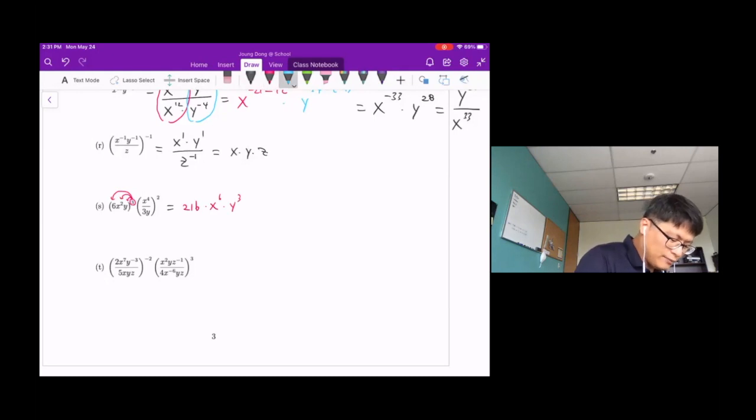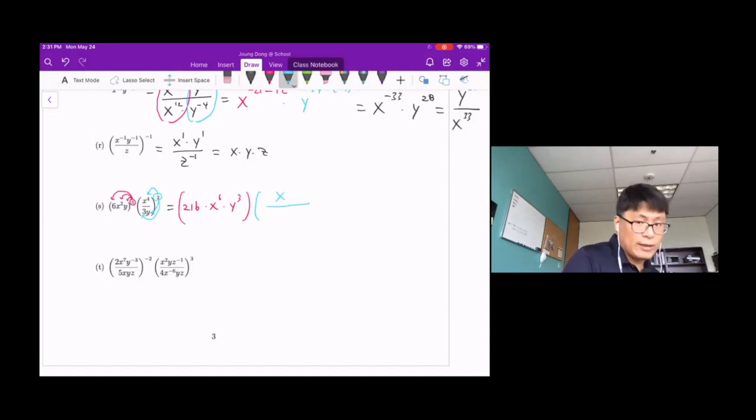And what about the second term? This square is working for the x term and 3 and y as well, separately, okay? So the second term, let me put the parentheses for the first one, and the second one is what? X to the 4 squared, which is x to the 8, and 3 squared is 9, and y squared. That's it, right? So now we're going to take care of the coefficient first, which is 216 over 9, right? 216 over 9 is what?